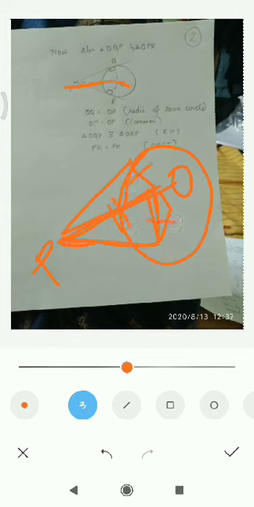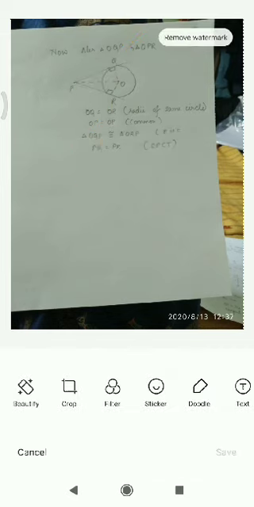So if two things are proved, there is no need to prove the third one. So triangle OPQ is congruent to triangle OPR. By the corresponding property of congruent triangles, this side and this side are equal. So PQ is equal to PR. So hence this is proved.